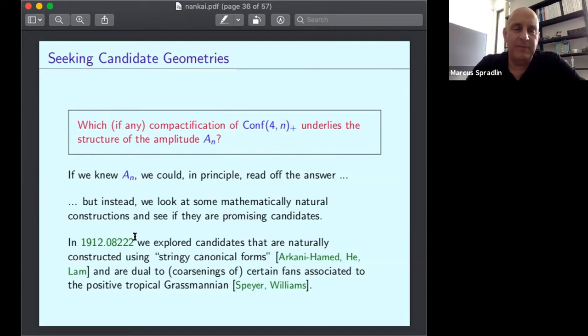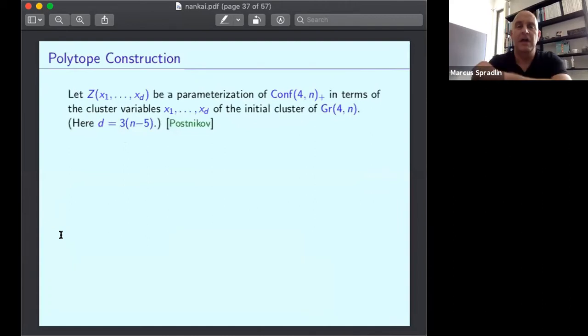So in the paper with Nima and Thomas Lam, we explored candidates that are naturally constructed using stringy canonical forms. And these are dual to certain fans that were studied several years ago by Speyer and Williams, associated to the positive tropical Grassmannian. So let me just very briefly explain the construction of these polytopes. First, you consider what we call a cluster parametrization of the interior of this positive configuration space.